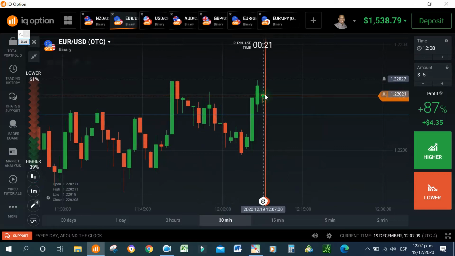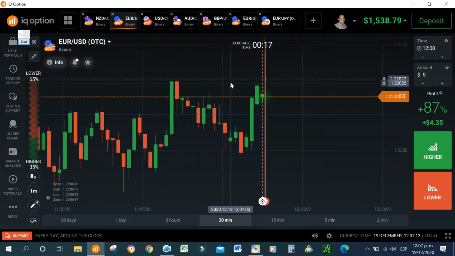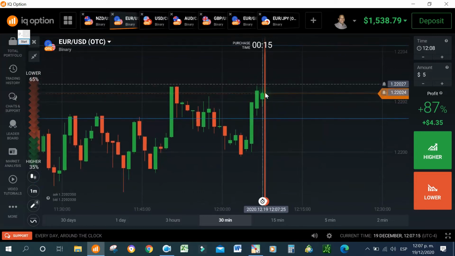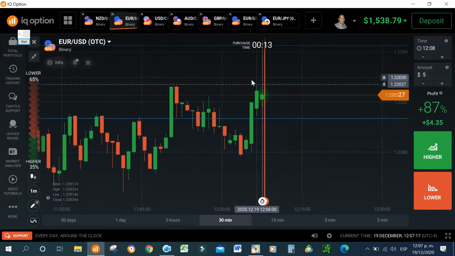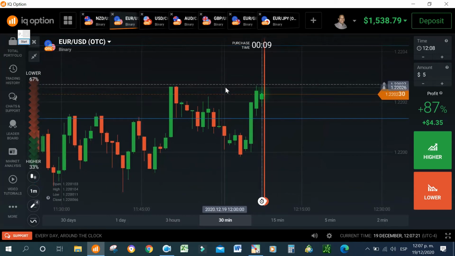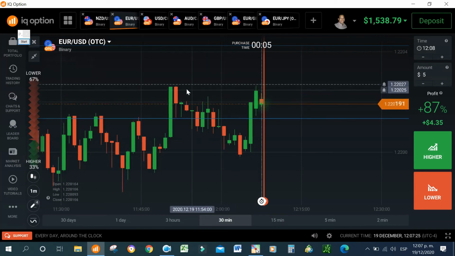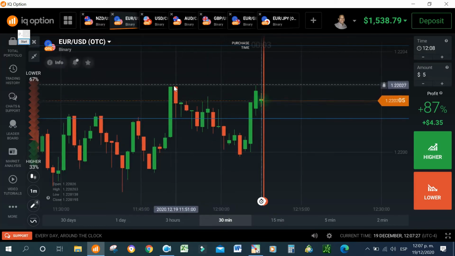See, so you can see that immediately the price is being rejected from this level. So we need to wait until the market crosses this resistance level. This is a resistance level because of this high, the previous high.